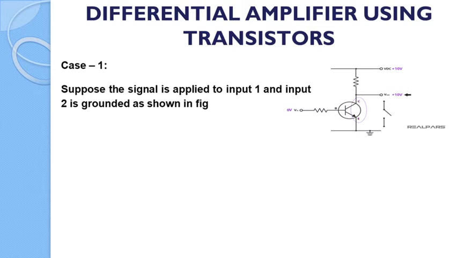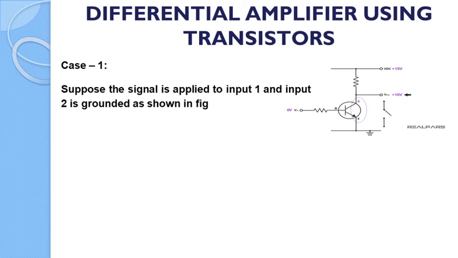Before discussing the differential amplifier, kindly observe the animation given here. Here, when the base voltage is 10 volt, the transistor switches and the output voltage is 0. When the base voltage is 0, the output voltage is 10 volt. So the biased transistor will provide an inverted output, right?